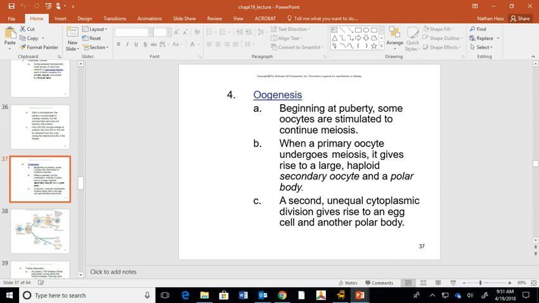A zygote, that's a fertilized egg. Why is that important? So you have a baby. So that the egg and the sperm can meet. And if they both had 46 chromosomes, you'd end up as some freaky something with 92 chromosomes. It would be weird. Right?